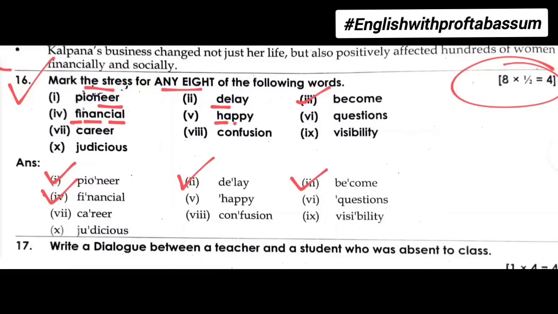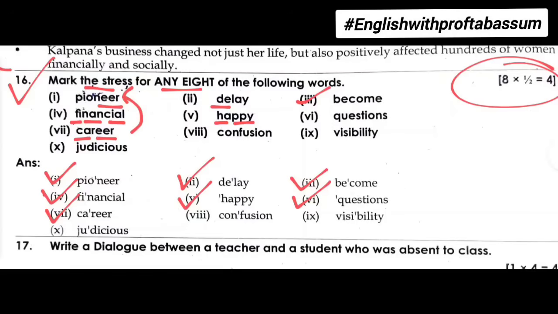Then next word is happy. Happy is a two syllable noun. So two syllable nouns mark stress on the first syllable. So before H you need to mark the stress. Next word is question. Again question is a two syllable noun. So before Q you need to mark the stress. Then next word is career. Just now we have discussed words that end with double ER mark stress on last syllable. So rear. So rear is last part. You mark stress before R.